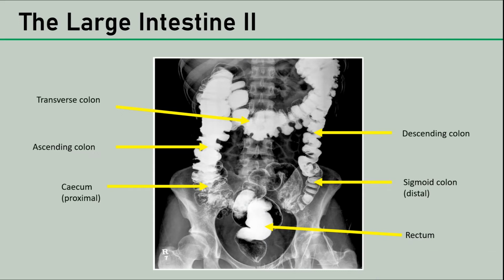Okay, so that is the major subdivisions of the gastrointestinal tract. So now we're going to have a look at some of the accessory organs. And the first one we are going to look at is the pancreas.